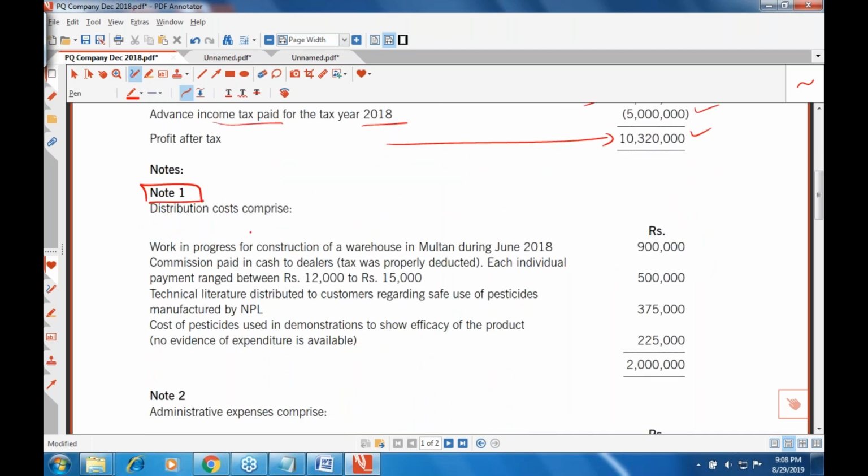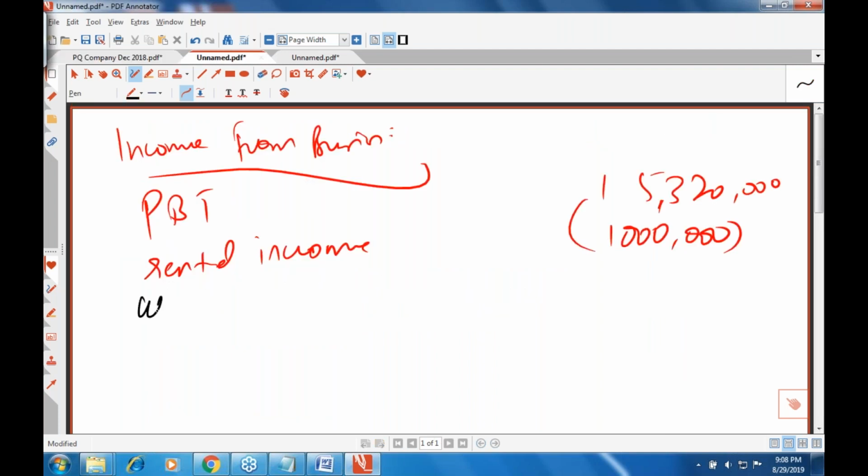There is note number 1 which says distribution cost comprises so and so. The WIP for construction of a warehouse in Multan during June 2018. So in June 2018 you paid for the construction of a warehouse in Multan. What is actually going to happen is the warehouse cost, which is deducted as 900,000, you need to add back.